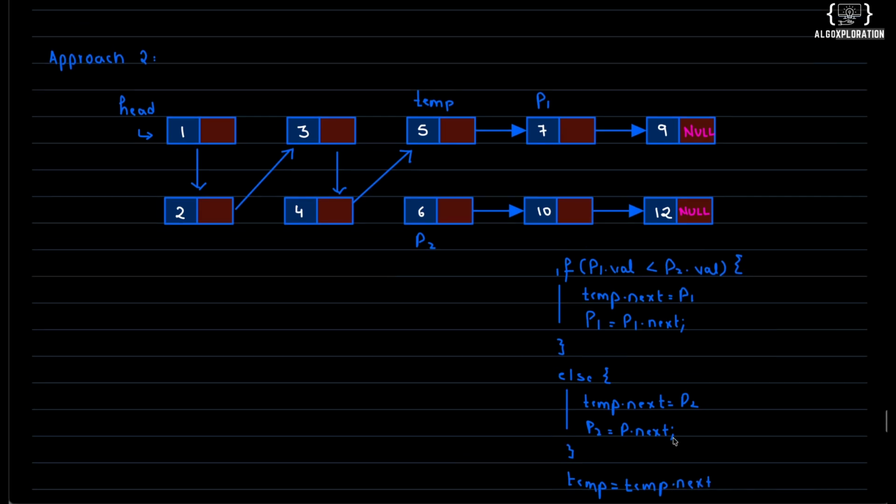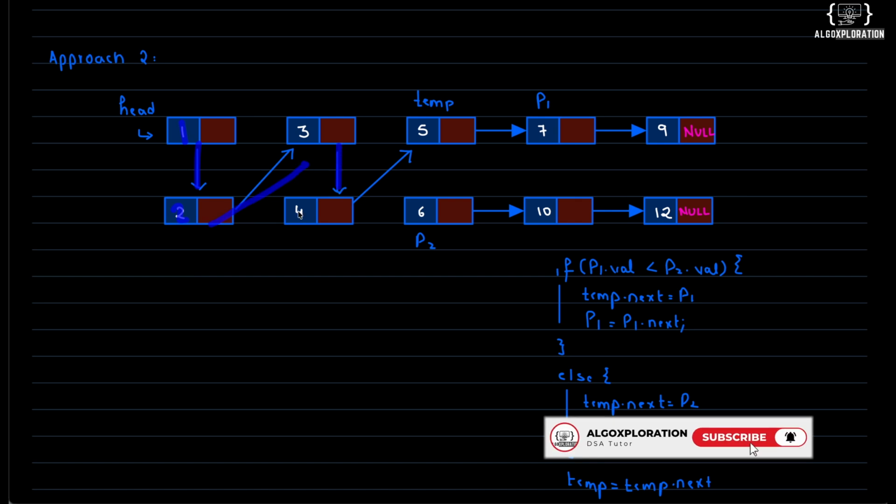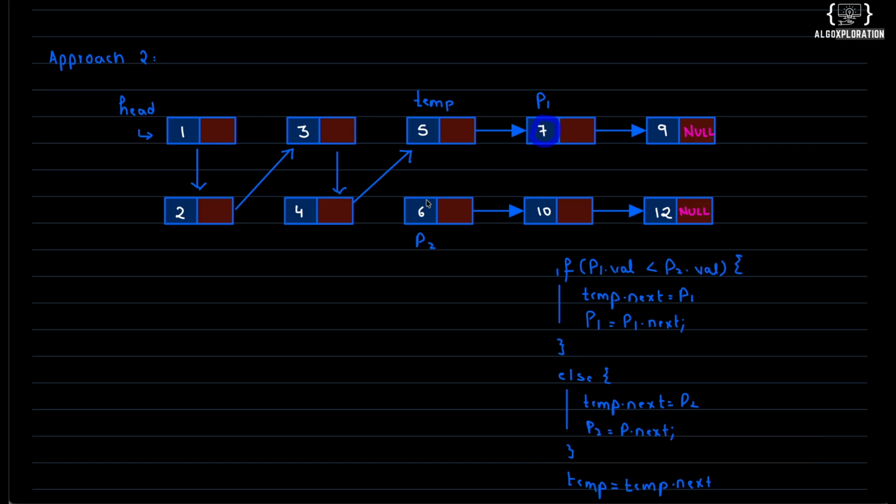Now if you take a look, temporary, this is the head 1, it is pointing to 2, 2 is pointing to 3, 3 is pointing to 4, and 4 is pointing to 5. Now I'll again do the comparison of 7 and 6. Over here I do say that 6 is minimum, that means the else part.